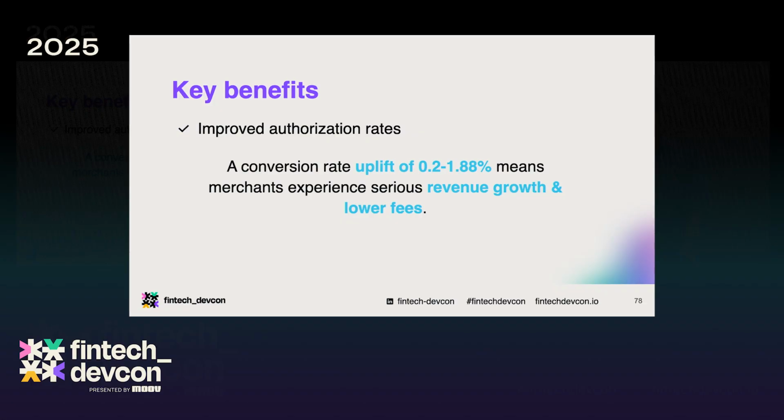For improved authorization rates, every transaction that gets rejected is no revenue at all and only fees, right? So a conversion rate uplift of 0.2% to 1.9% means that merchants really quickly see their revenue grow and fees lower, because even if we retry a payment, fees will be higher. There will be no missed revenue, but the fees will be higher.